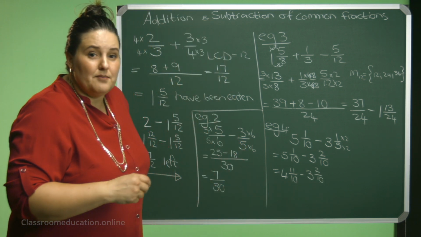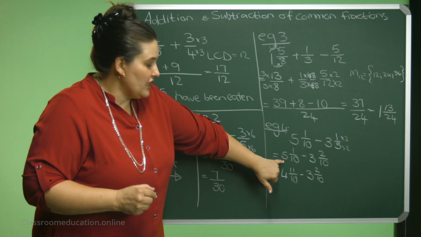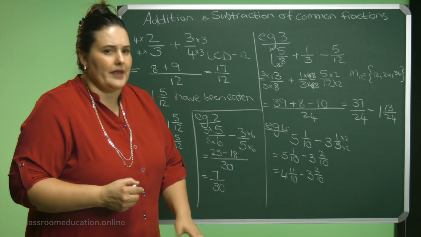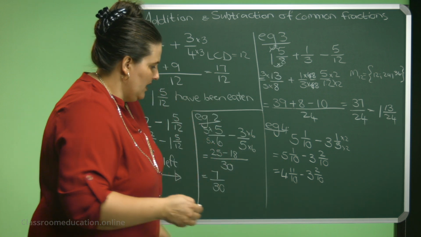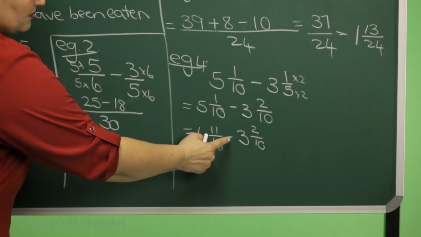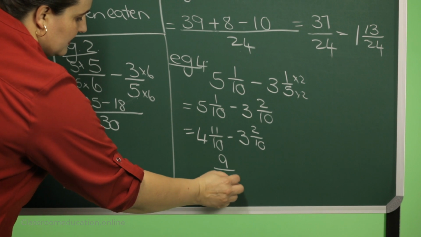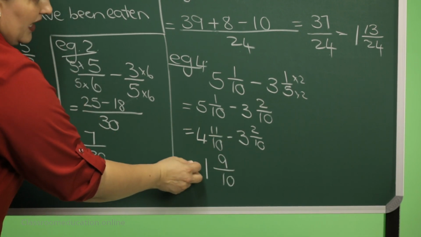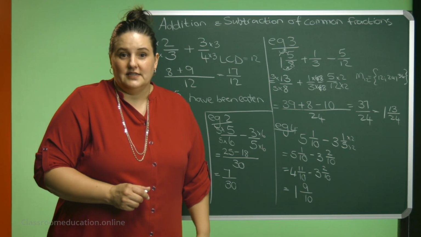This is just another method in which you can do this. You could have said, change this to an improper fraction, and then you can do it the basic way. But I'm just showing you another method that might be easier sometimes. So 11/10 minus 2/10, yes, I can say that. It will be 9/10. And 4 minus 3 will be 1. So I have an answer of 1 and 9/10.